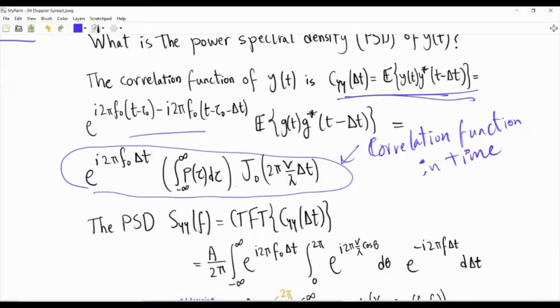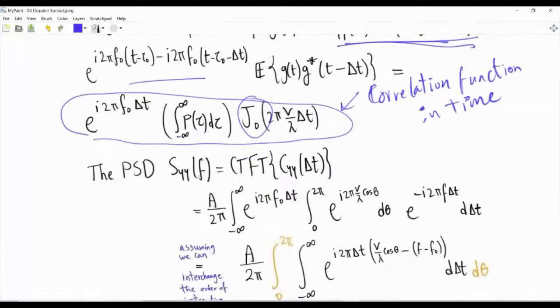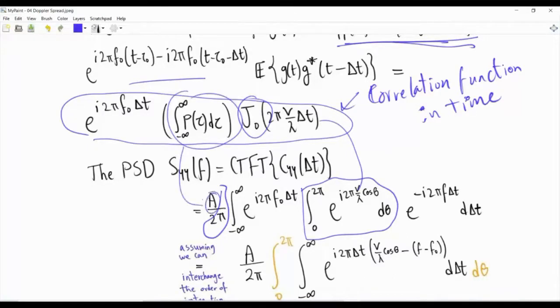But for power spectral density, you need to take the Fourier transform. So I need to take the Fourier transform of this thing, and so we need to take the Fourier transform of the Bessel function. The way that we will do it is that we will express the Bessel function again as an integral, so that we can do the derivation and get a closed form for the power spectral density. We will take the Bessel function and rewrite it as this annoying integral, which is this guy with the factor 1 over 2 pi. This factor here is what I called A. So this integral here is the Bessel function. This outside integral is the CTFT integral.